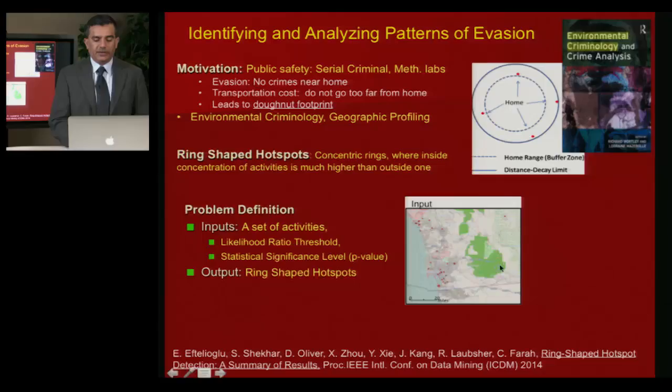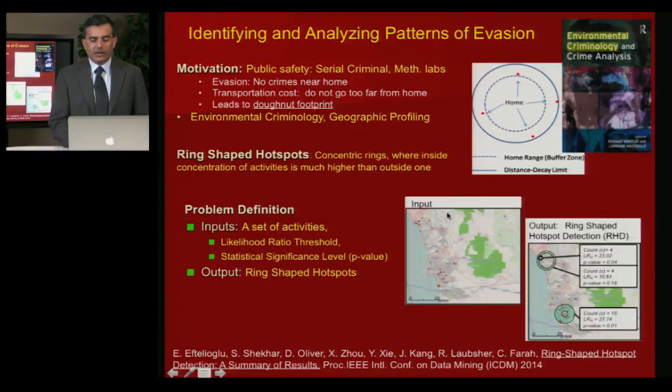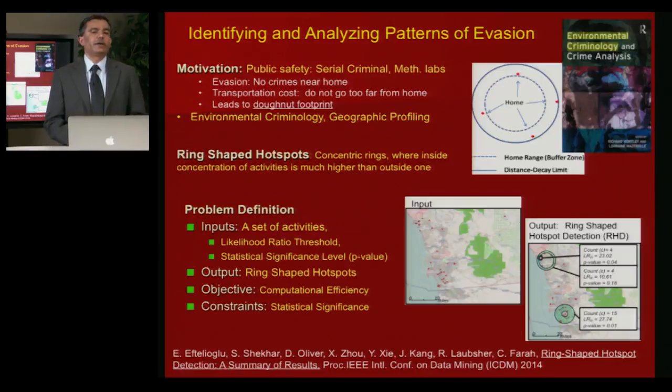Okay, so in this particular case, you see some red dots down below, some over here, and the output are these rings which are shown in green. And with each ring, we have statistical parameters, the p-value and the confidence measure. Okay. So the idea is to give statistically significant rings, very, very quickly.